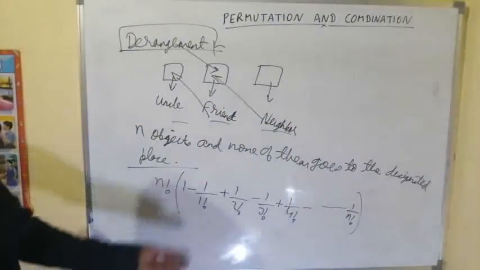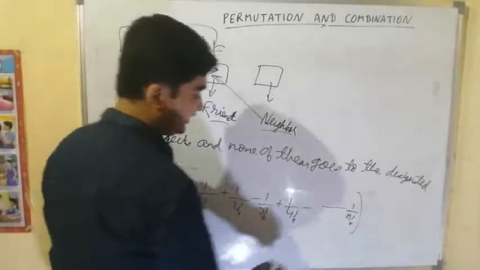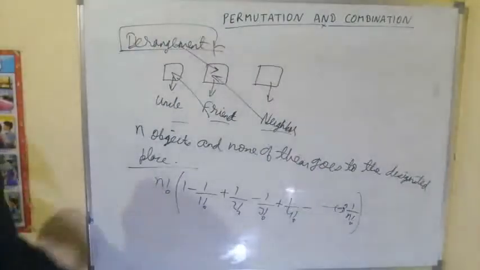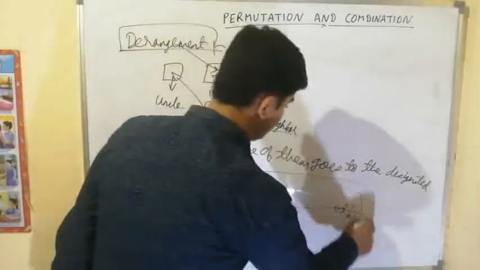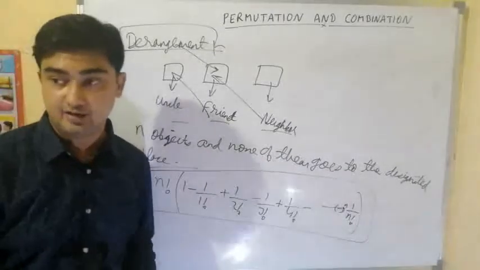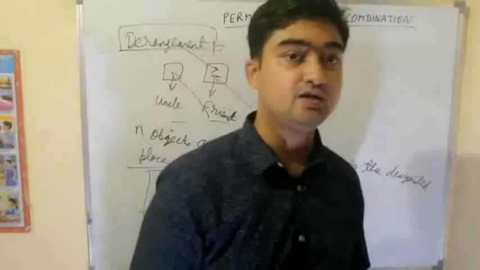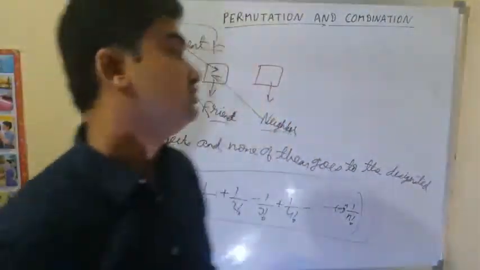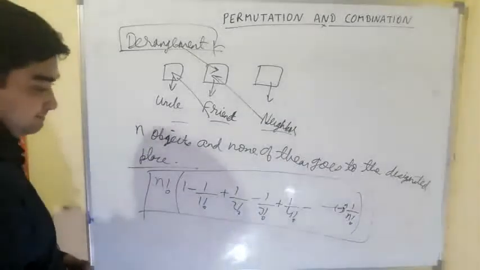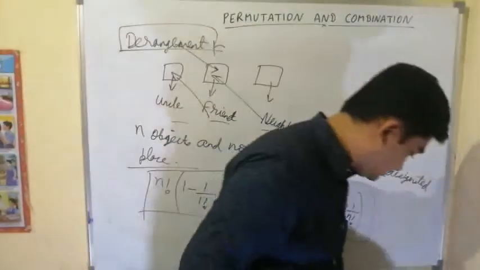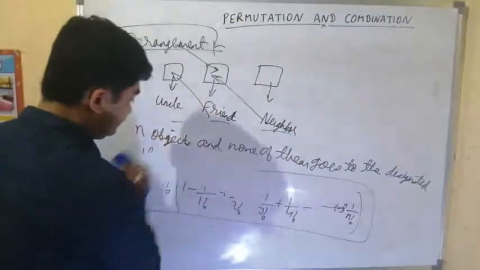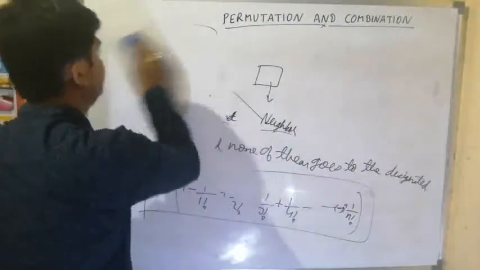Whether we are getting plus or minus will depend on n. So minus 1 power n into 1 by n factorial. So this is the direct formula to find the number of derangements. Number of derangements means there are n objects and n envelopes, and none of them goes to the designated place. So total methods are n factorial into this. Directly we can apply this formula and we can get the answer. Now one more important concept we will understand quickly.